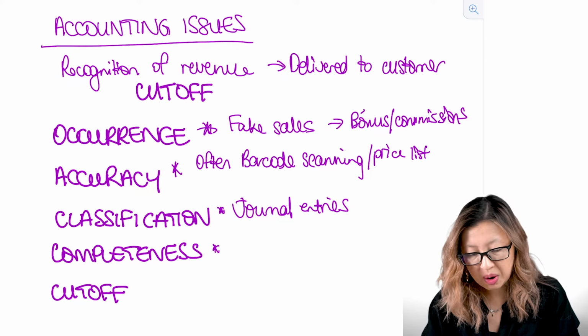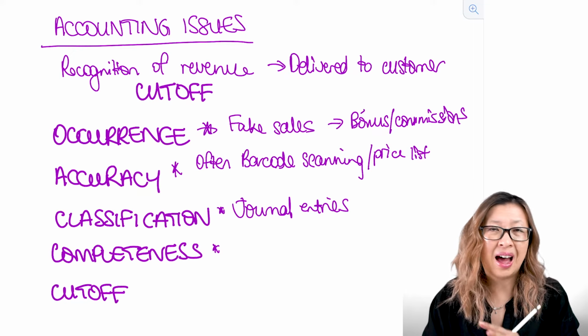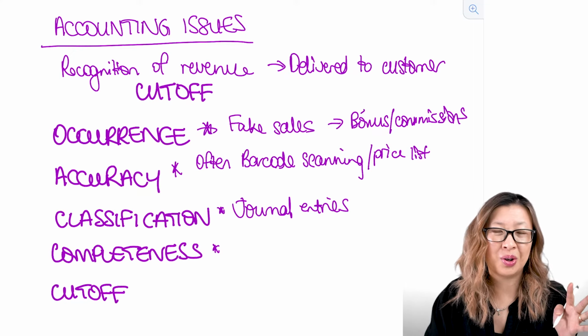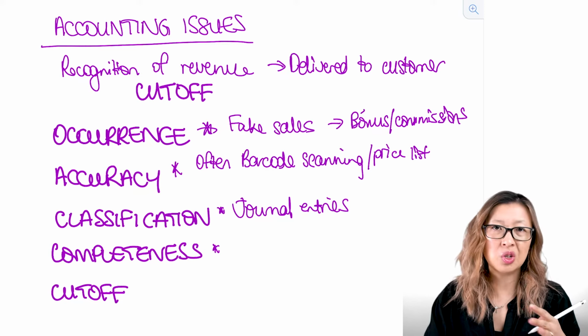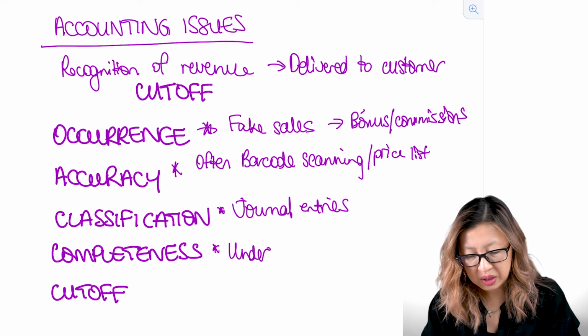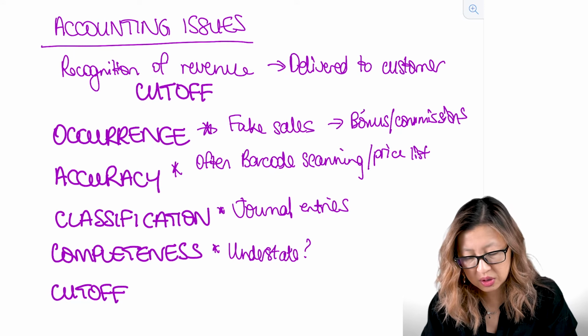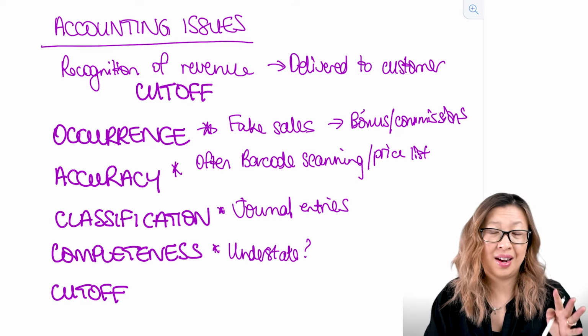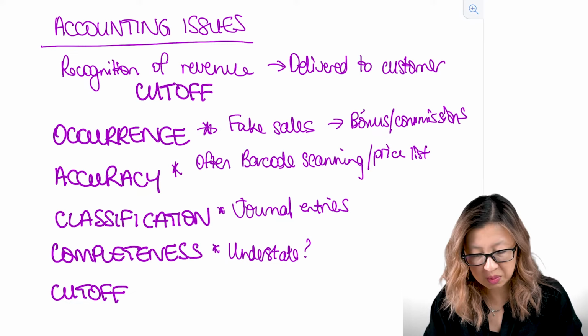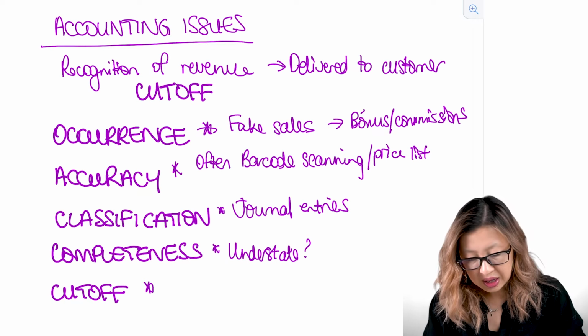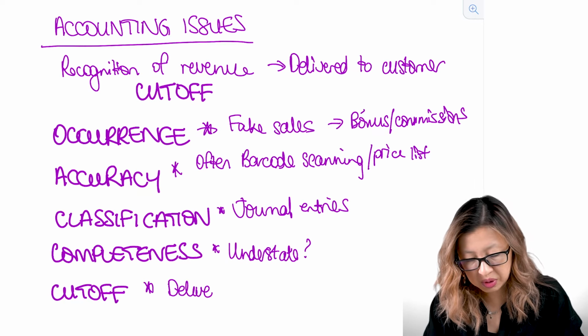Completeness is, we're worried about understatement of sales. That's unlikely everywhere unless you're trying to receive a government supplement for low business performance at the moment. So when would a company be likely to understate sales? So we have to investigate whether there are any issues about the entity or the environment that would encourage understatement.